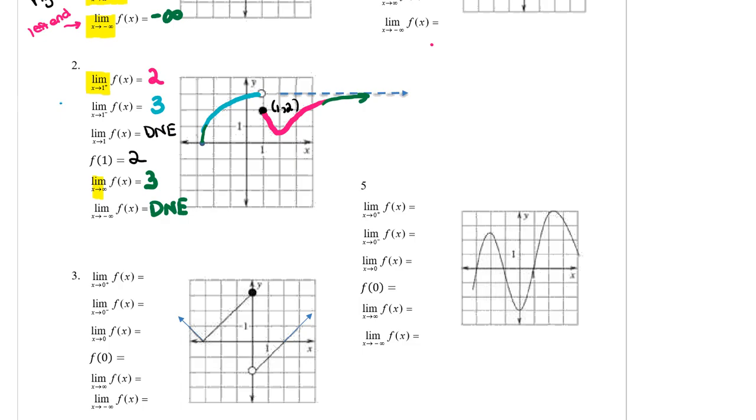All right, what I'm actually going to have you do is pause at this point. Go ahead, find the limits for graphs 3, 4, and 5. And then once you have found those, you can go ahead and unpause the video and check your answers.